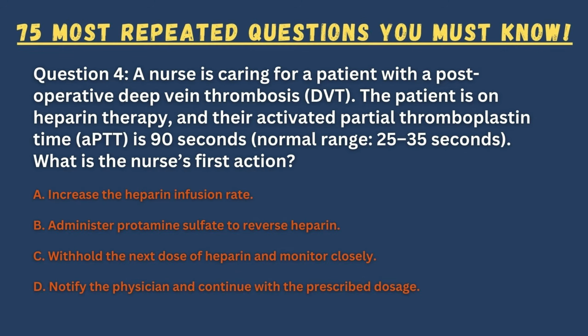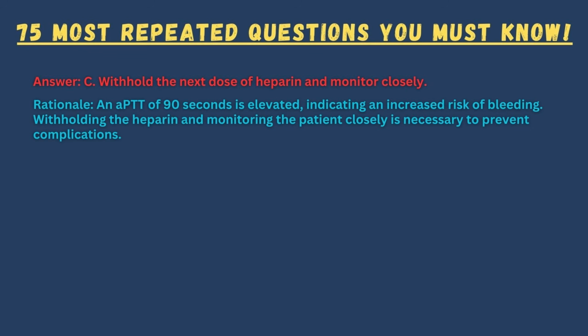A. Increase the heparin infusion rate. B. Administer protamine sulfate to reverse heparin. C. Withhold the next dose of heparin and monitor closely. D. Notify the physician and continue with the prescribed dosage. Answer: C. Withhold the next dose of heparin and monitor closely. Rationale: an APTT of 90 seconds is elevated, indicating an increased risk of bleeding. Withholding the heparin and monitoring the patient closely is necessary to prevent complications.